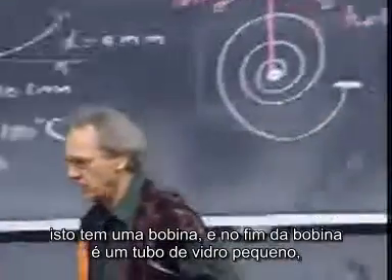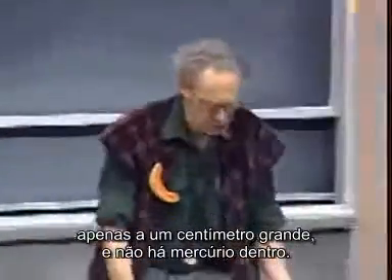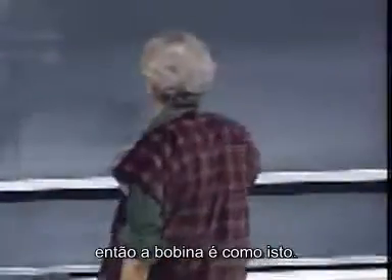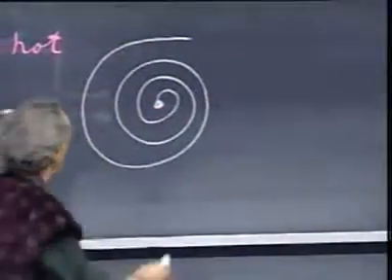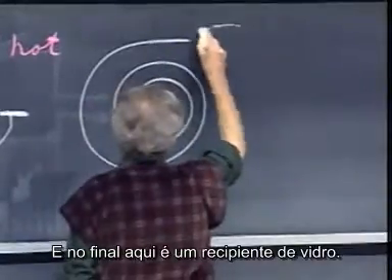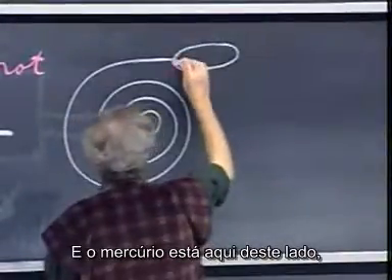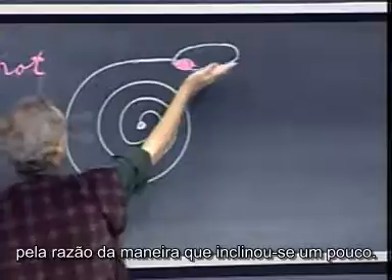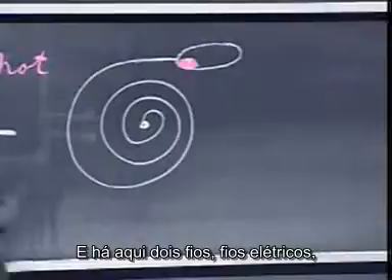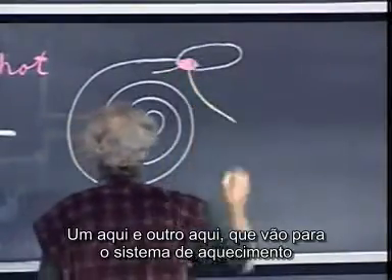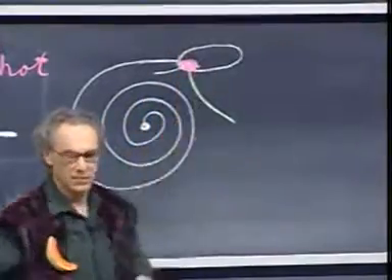It has a coil, and at the end of the coil is a little glass tube, only 1 centimeter large, and there is mercury inside. So the coil is like this. Bimetal. And at the end here is a glass container, and there is some mercury. And the mercury is here on this side, because notice the way I have tilted it a little. The mercury rolls to the left. And there are here 2 wires, electric wires, one here and one here, which go to the heating system. And so when the mercury is here, which has a good conductivity, the heater is on.